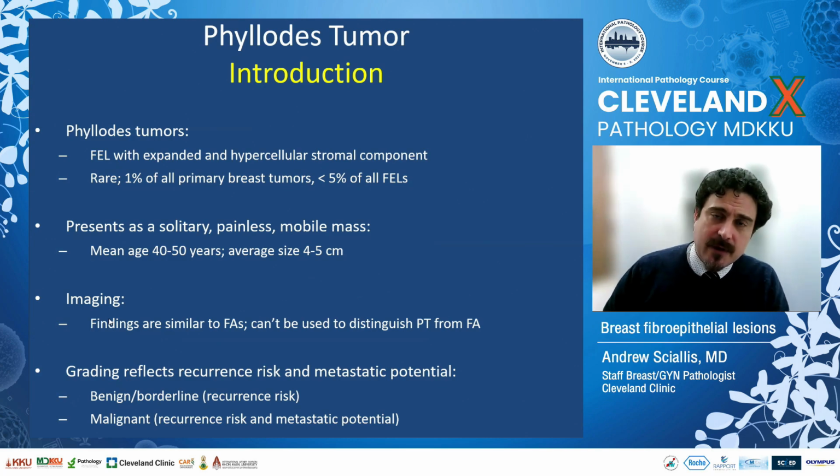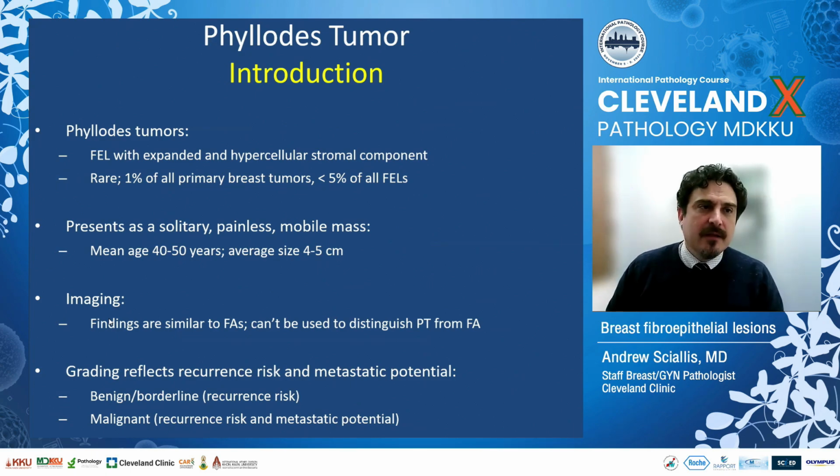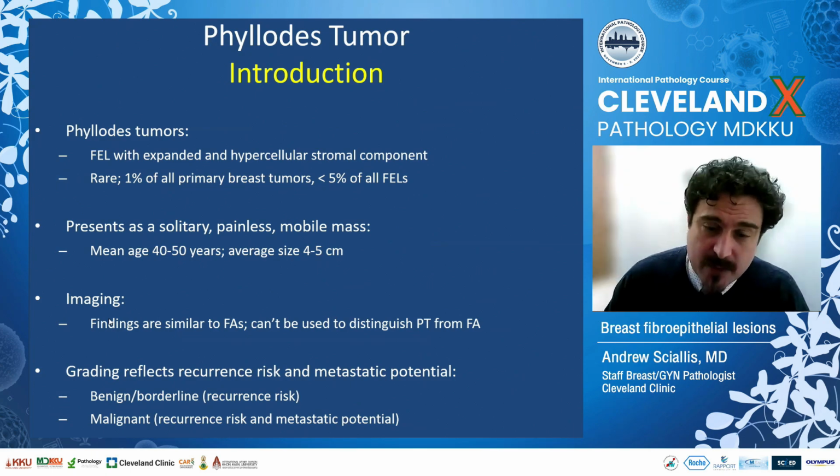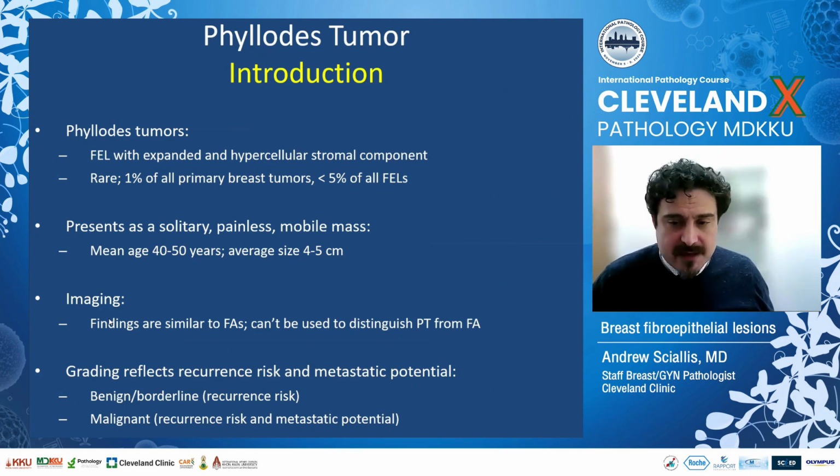The rule of thumb that I learned when I was in training is anything over 3 centimeters, make sure that you sample it just in case there are areas that look like a phyllodes tumor in the background. Imaging findings can be very similar to a fibroadenoma. They can't be used to reliably distinguish a phyllodes tumor from a fibroadenoma.